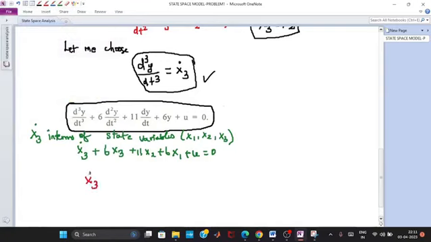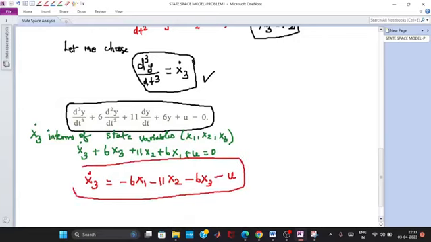So let me make it out. x3 dash equal to, let me take everything to the opposite side. So x3 dash equal to minus 6 x1 minus 11 x2 minus 6 x3. Let me put it in the x1, x2, x3 order followed by the variable u, right? So not plus u, minus u, alright? You have to put minus u, right? So this is the equivalent equation for this one, right?